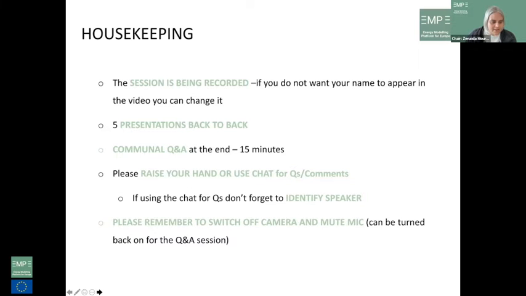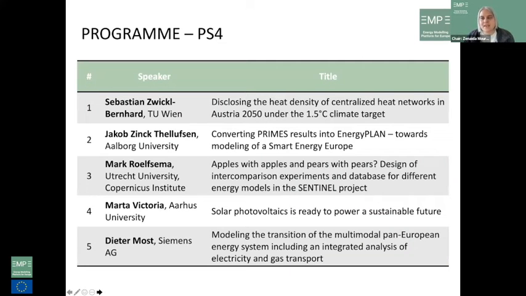So just as a quick overview of the program today, we have 5 presentations. It's going to be a really interesting session because there's quite a bit of variety in terms of the energy system, and different focus on local versus centralized. We have some focus on integrating data, and also on integrating different models and different systems. I think it will be a really interesting session.